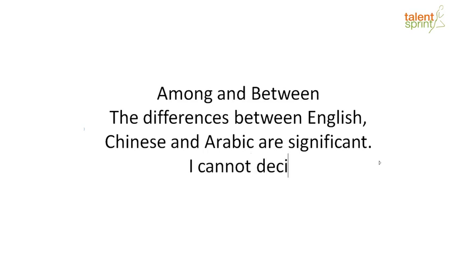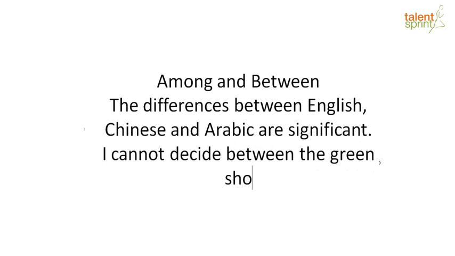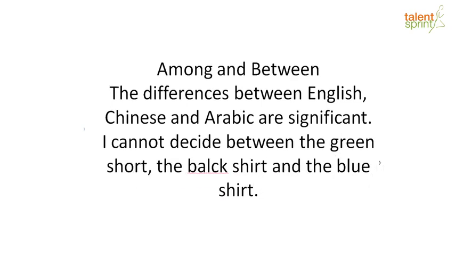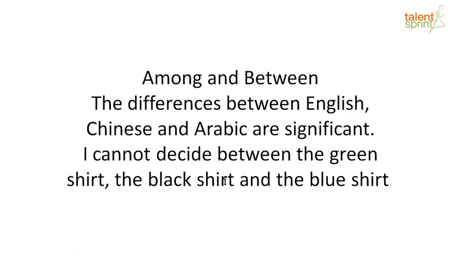Let's look at one more example sentence. In this example sentence, it says, I cannot decide between the green shirt, the black shirt and the blue shirt, where you see that they are distinct individual items. So even if it's more than two, I'm still using between. So when do I use among then? Among is used when the items are not distinct, right? When it's referring to a group. Let's look at the same example sentences and make some changes to accommodate among in these sentences.